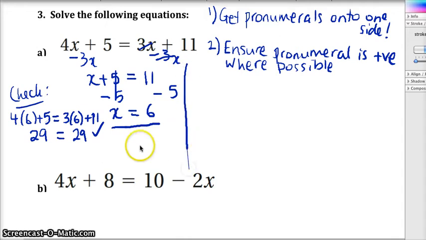In a test, you don't check it first. You do all the questions and then you check. Otherwise, you might run out of time.